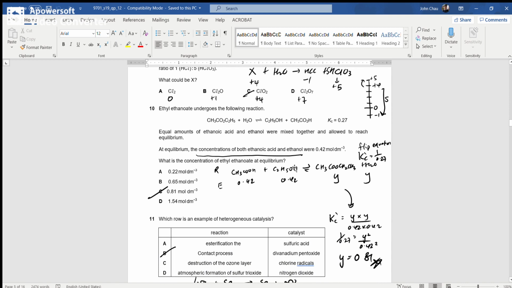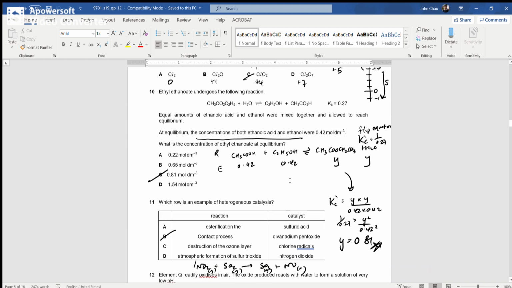Now let's say we flip the equation. Now your Kc value will be 1 over 0.27. Let's calculate the equilibrium constant. Assuming the concentration of ethanol is Y, and the equilibrium concentration for both ethanoic acid and ethanol was 0.42, you substitute the Kc value and determine Y, which will give you 0.81.